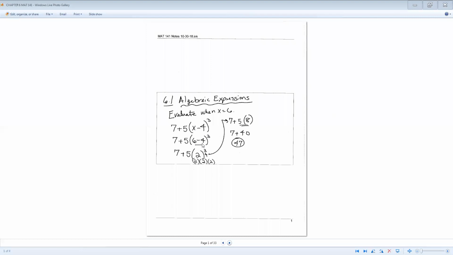Parentheses, 6 minus 4 is what we would do first. That'll give us 2. Then your exponents, 2 cubed is 2 times 2 times 2, which would be 8. Then we have 7 plus 5 times 8. You do the 5 times 8 first, which is 40. And then finally, 7 plus 40 will give you 47.